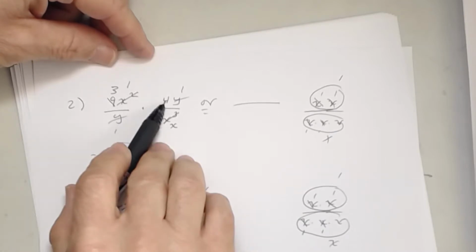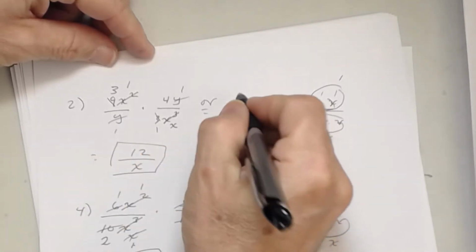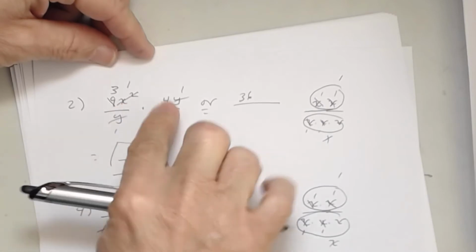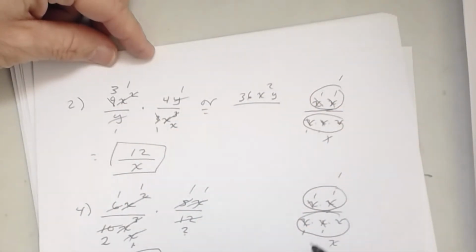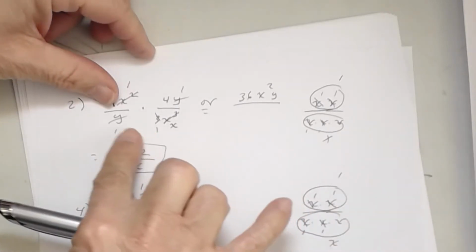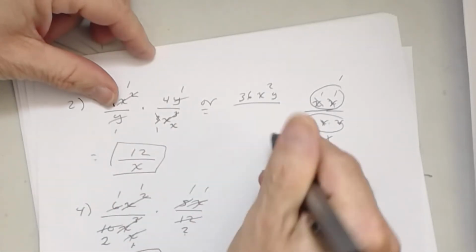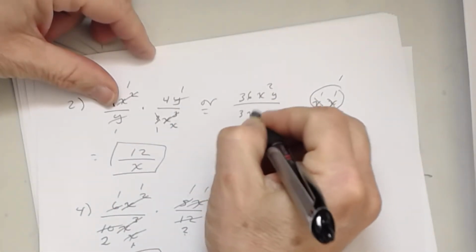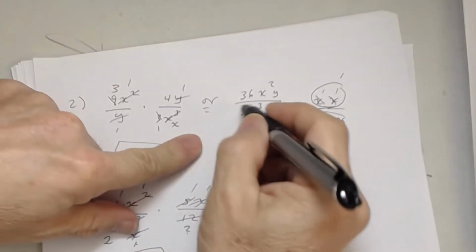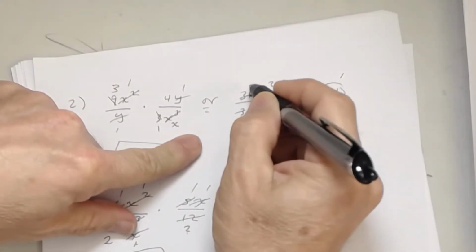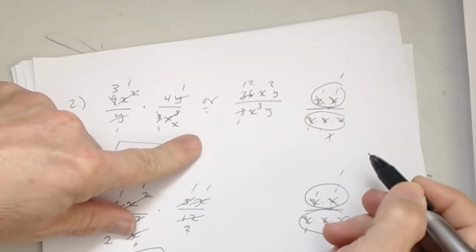What's 9 times 4? 36. What's x squared times y? X squared y. Okay, you agree that would be the numerator? The denominator, you have y times 3 times x cubed, which would just be 3x cubed y, right? Okay, and now let's reduce. 36 and 3: 3 reduces to 1, 36 reduces to 12.